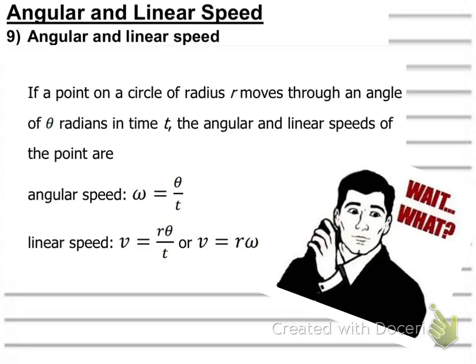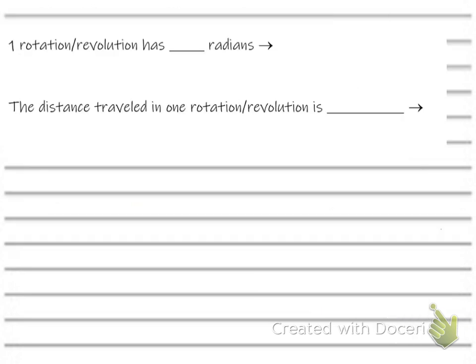Okay, angular and linear speed. If you look at this formula, it looks crazy, right? They both look insane. We have omegas and thetas and radius and all sorts of stuff. So I find it easier to not worry about these formulas at all and instead cancel the units to get where we need. Before we can do that, we've got to talk about a few things.